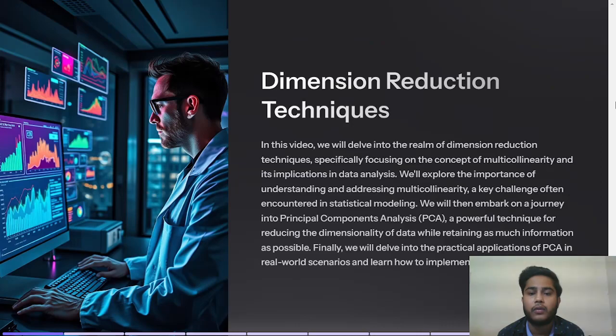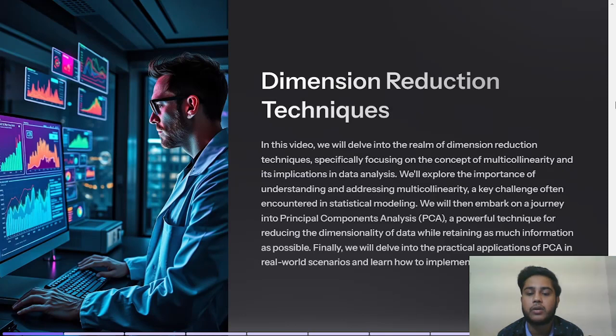In this video, we are going to discuss dimension reduction techniques. We will delve into the realms of dimension reduction techniques, specifically focusing on the concept of multicollinearity and its implications in data analysis. We'll explore the importance of understanding and addressing multicollinearity, a key challenge often encountered in statistical modeling.